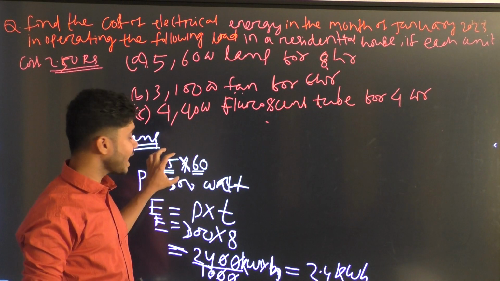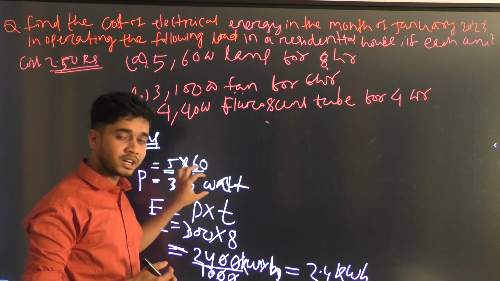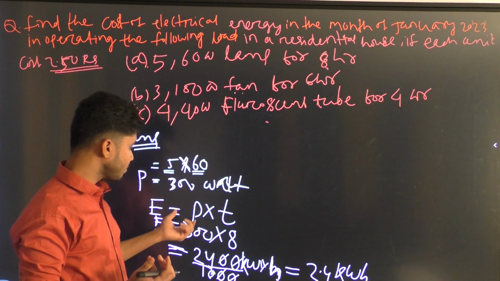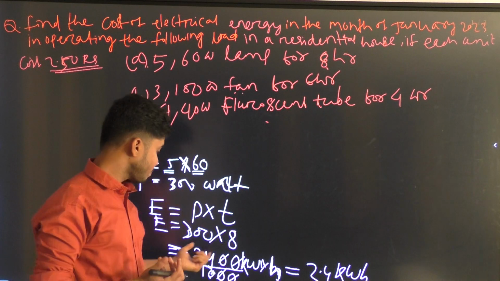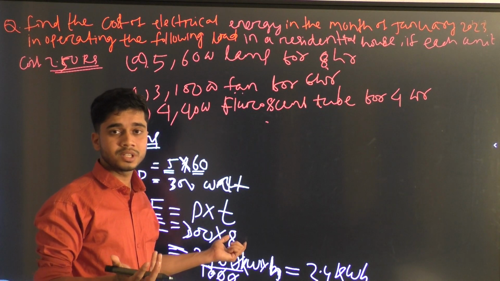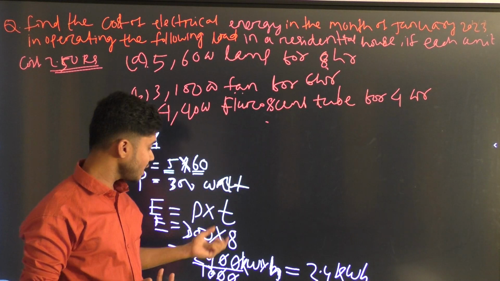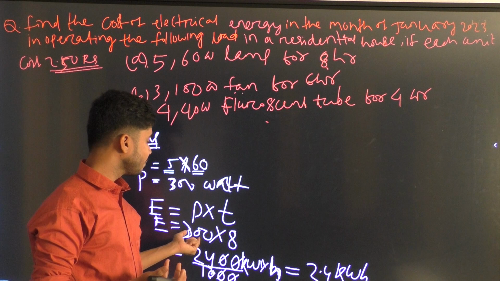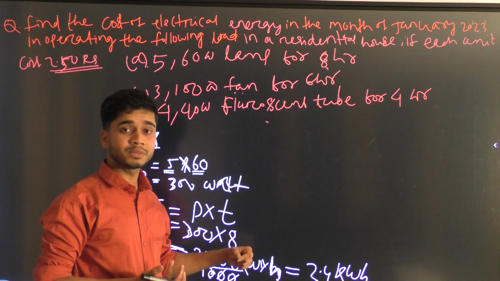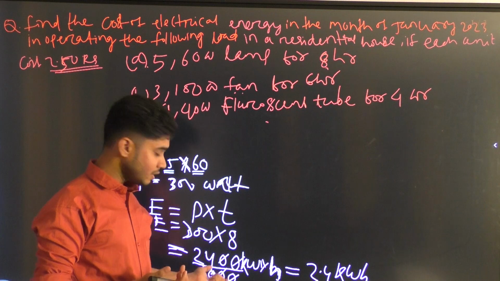There are 5 lamps, each lamp is 60 watt. So the net power consumed by the lamps is 300 watt. But we need to calculate the total energy requirement of the lamps. This can be calculated by multiplying power with time. The power is 300 and the time for which the lamp loads are on inside the house is 8 hours. That's why I am multiplying 8 with 300. This is basically 2400 watt hour. But we need to express energy in terms of kilowatt hour. For that we need to divide by 1000 here.